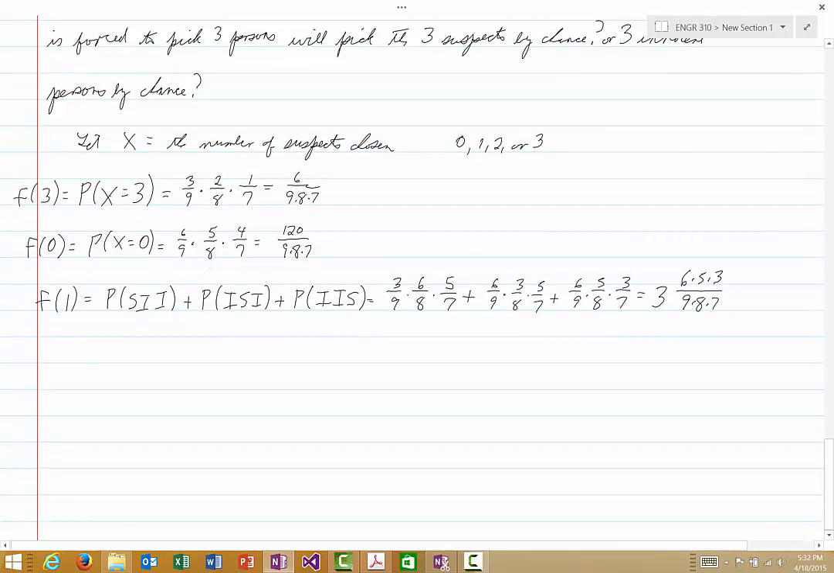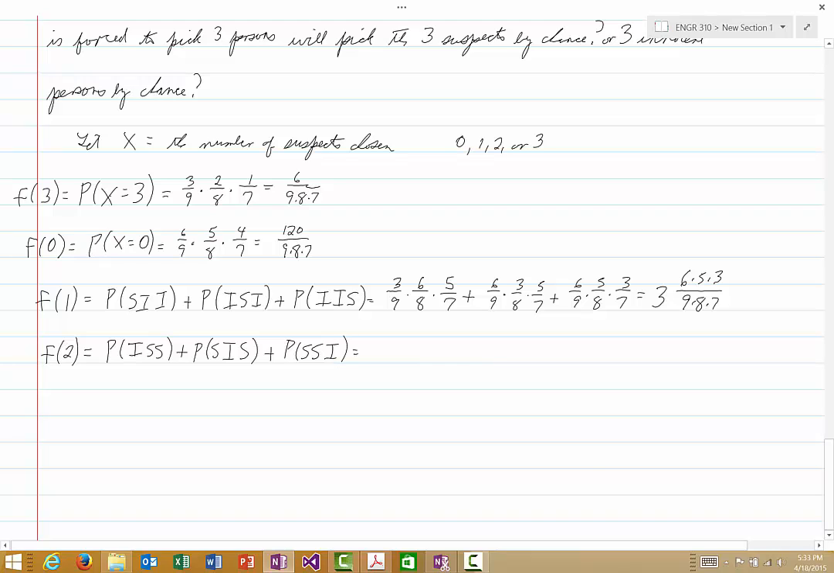And now finally, I hope that you can do f of 2. If you haven't already done this, try to do f of 2 on your own, and then we'll see how to solve this problem with the hypergeometric distribution. So f of 2 would be the probability of innocent, suspect, suspect, plus the probability of suspect, innocent, suspect, plus the probability of suspect, suspect, innocent.